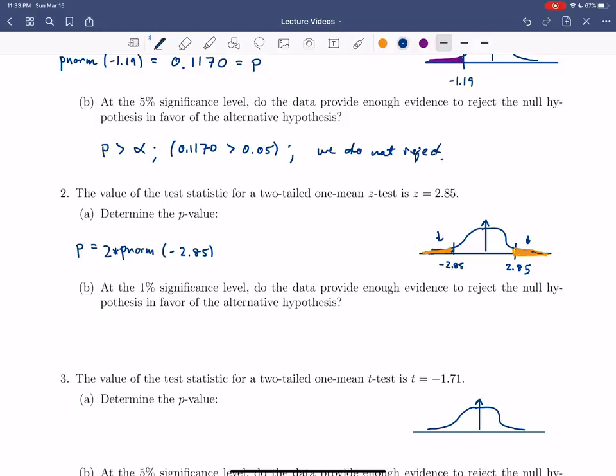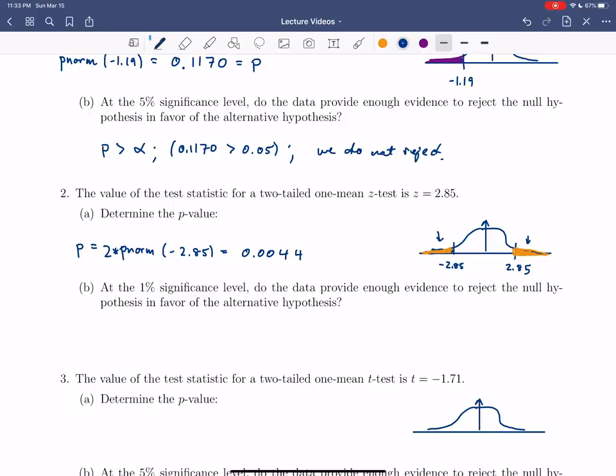what we end up with is a p-value that is 0.00437, but I said I would round to 4 decimal places. It's really 0.0004371 blah blah blah. But if we round to 4 decimal places, that would be 0.0044. Okay, so there's our p-value.